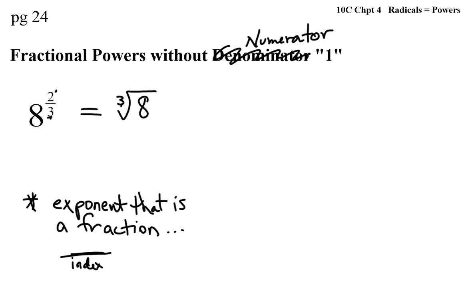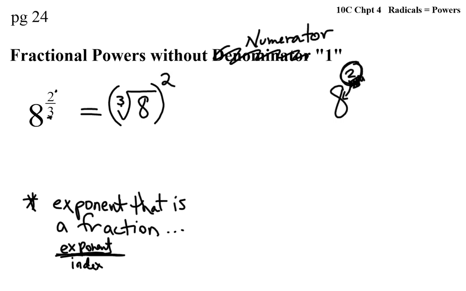But this too is what could be tricky. Take a look at this. If I just said, what if there is no denominator? What is that 2? That's just an exponent on our base. So we just need to take what we have, and our numerator is an exponent for the radical. And there you go. 8 exponent 2/3 means we want the cube root of 8 exponent 2.